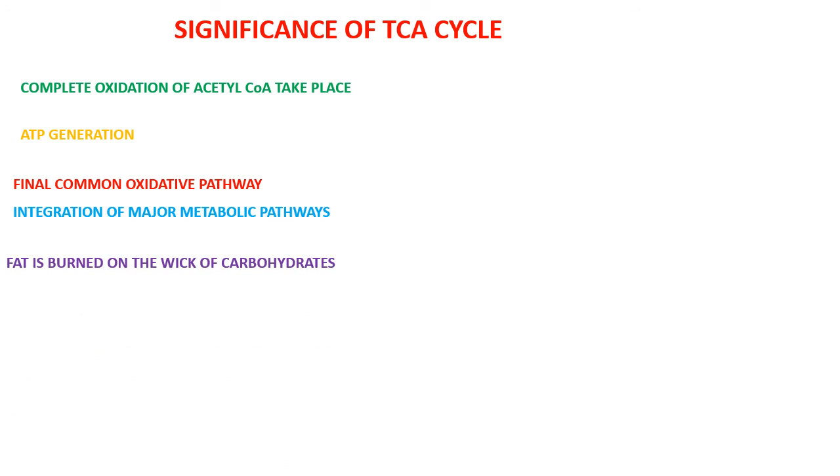Fat is burned on the wick of carbohydrate when there is a shortage of carbohydrate and glycogen. When you are in a starved condition, fat is burned and produces the energy required by the cell. The carbon skeletons of amino acids finally enter the TCA cycle when there is no fat, no glycogen, no carbohydrate. Then the amino acid skeletons get into the TCA cycle and produce energy. This happens under conditions of extreme starvation.